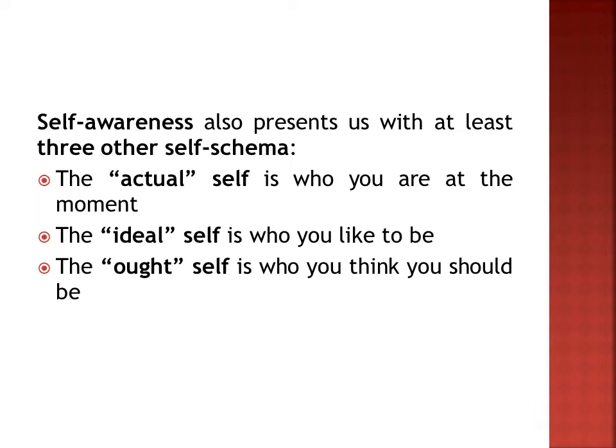Self-awareness, like what we mentioned in the previous video, is that you are becoming aware of yourself. Now let's continue on that. Self-awareness also presents us with at least 3 other self-schemas: the actual self, the ideal self, and the ought self. Let's go to the first one. The actual self is who you are at the moment.